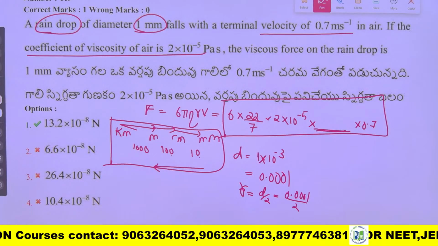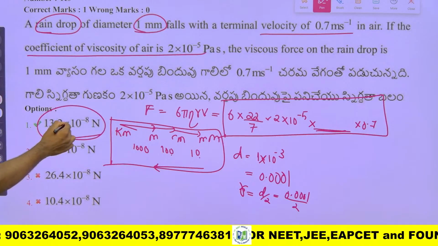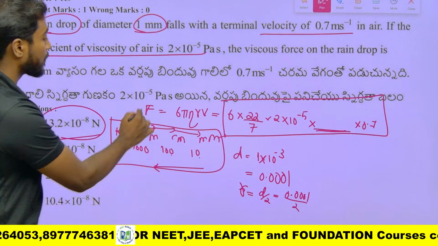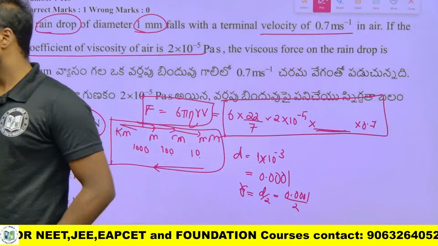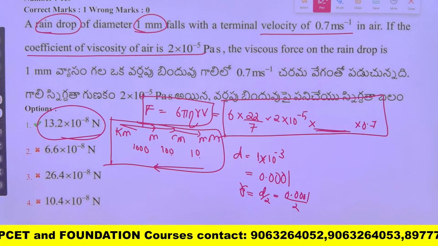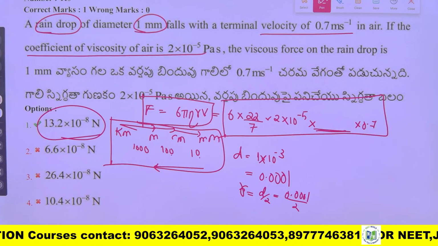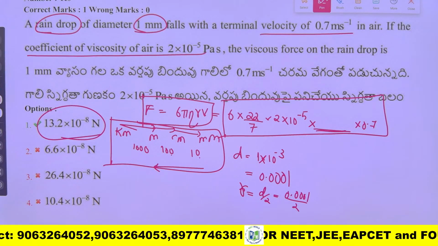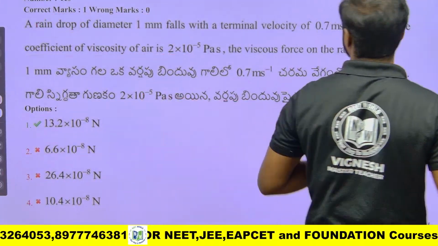I'll give 15 to 20 seconds, you can calculate the answer and cross verify it. So the answer is 13.2 into 10 power minus 8 Newton. You will get the answer. Only the formula you should remember, that is F is equals to 6 pi eta RV. If you have completed, we can go for the next question.